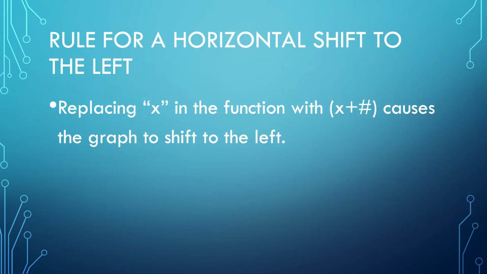All right, so summarizing that rule, in order to cause a graph to shift to the left, we need to replace the x in the function with x plus a number.